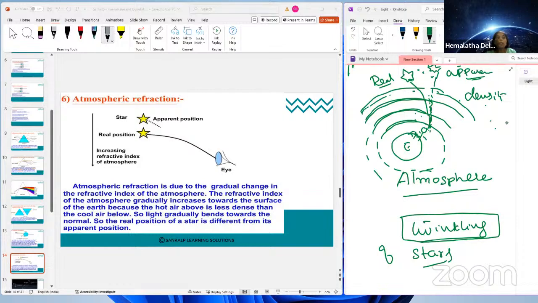Next, you may ask me, why will the planet not twinkle? Correct or not? The planet will appear as the same color, in the same position. If you observe Venus, it appears as a red color. No twinkling happens, so always the same brightness. Why? Because planets are near to us.